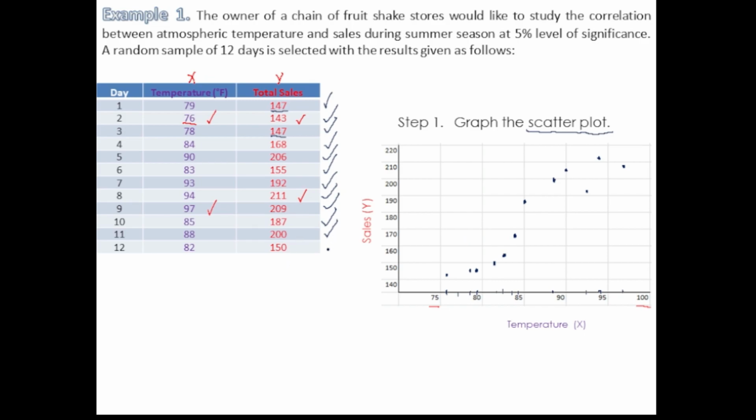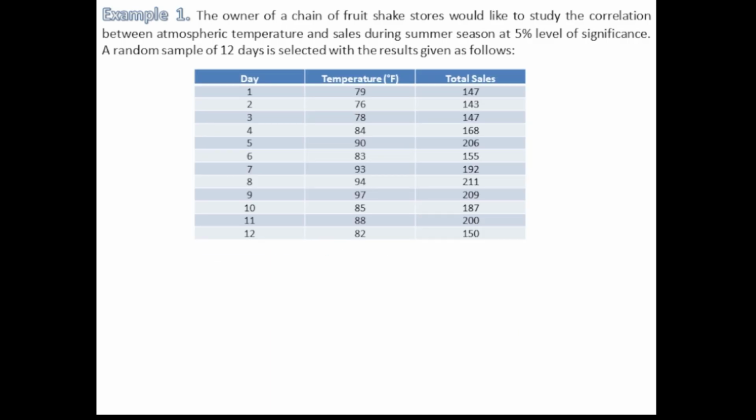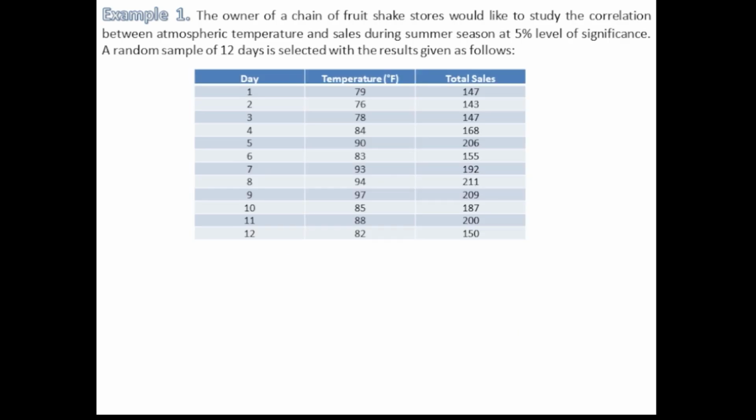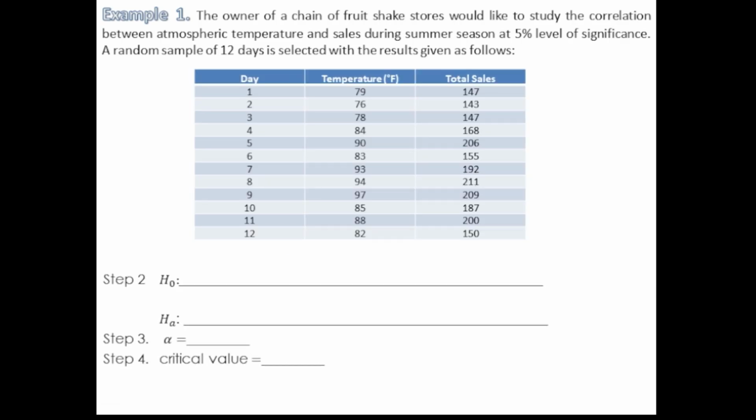Next po natin, proceed po tayo sa step number 2. So, dito na natin makikita yung ating test of hypothesis, yung last time na diniscuss ko. Okay, ang nagbago lang ay yung step number 1, yung graph the scatter plot. So, yung step number 2, dito na po natin siya makikita, yung test of hypothesis. Wherein, yung step number 2 ay state the null hypothesis and alternative hypothesis.